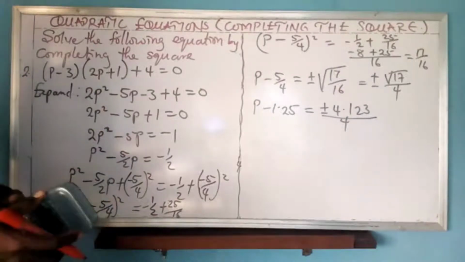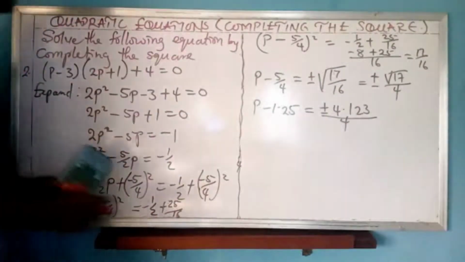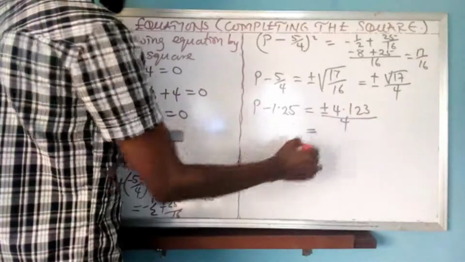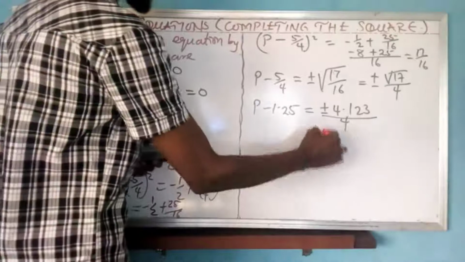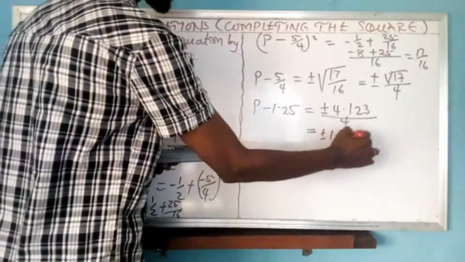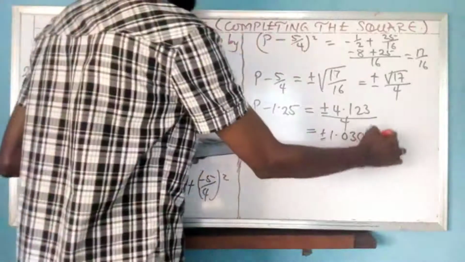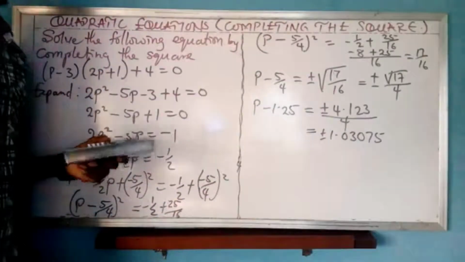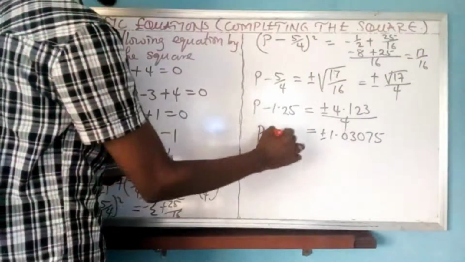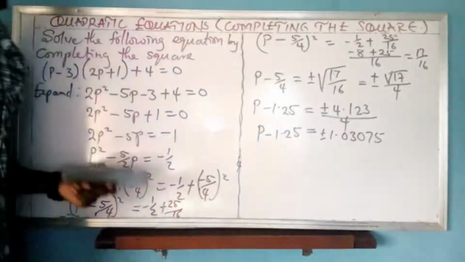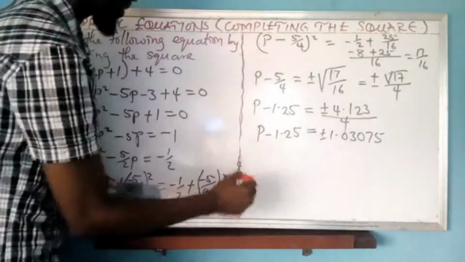The next thing is what? Let's divide by 4 so we can have a straight answer. Divide by 4 will give me plus or minus 1.03075. Okay, that's very good. And we have this one in front, p minus 1.25. Shall we continue? Good. This one is going to the other side. This one is addition and subtraction respectively.